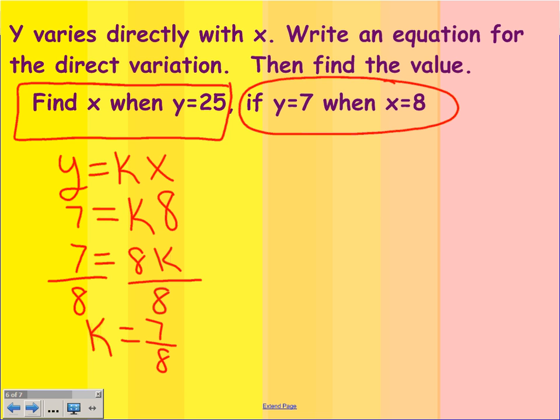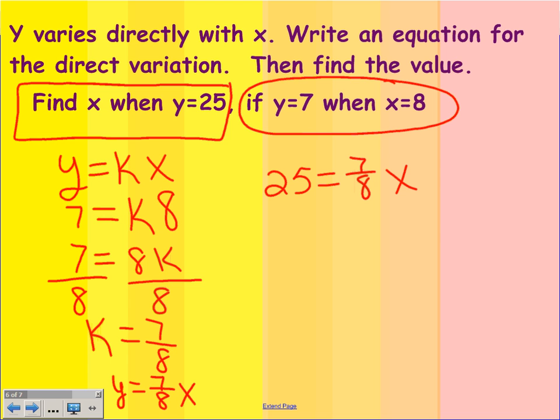From here, I need to write the equation. y is equal to 7/8 x. Okay? y is equal to 7/8 x. Now that I have the equation, I can use the equation to find out the missing part. So it says find x when y is 25. So 25 is equal to 7/8 x. I don't know the x, so I have to solve for the x.